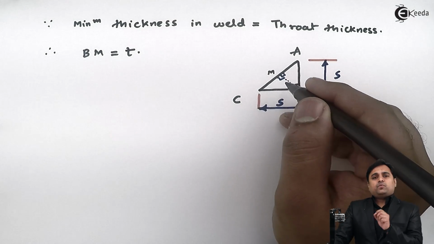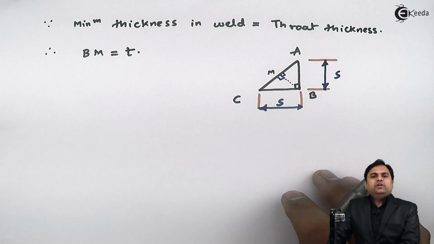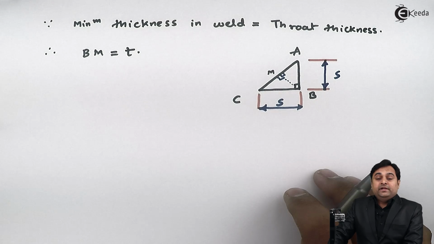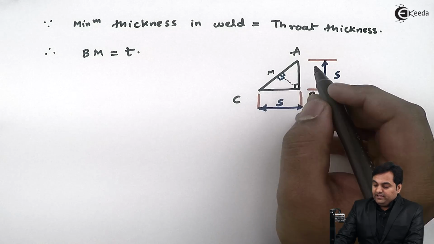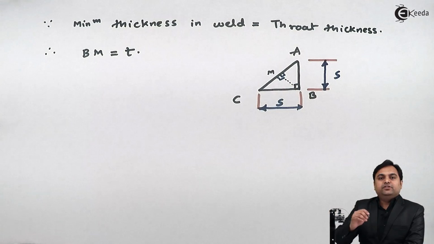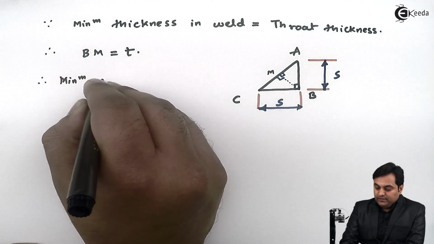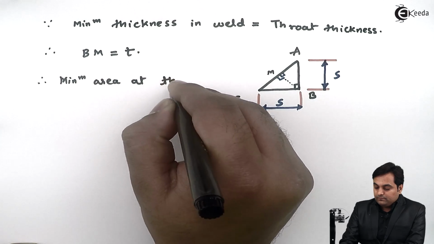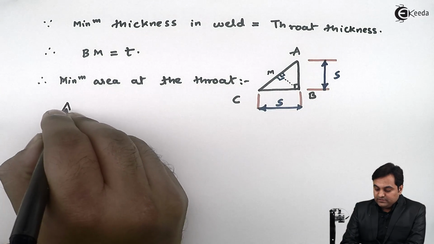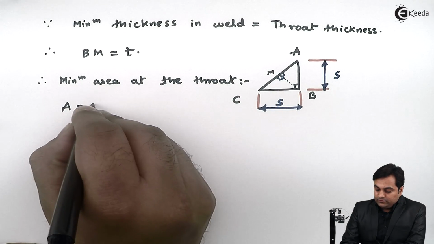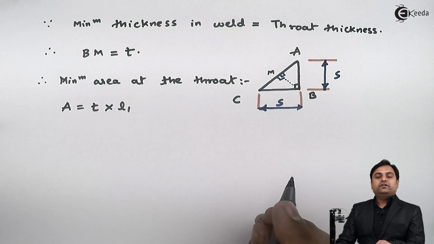Now see, if we are considering welded joint, in welded joint failure will always take place at minimum area. At the throat we are having minimum thickness, so minimum area will be throat thickness multiplied by the length of weld. So therefore minimum area at the throat, that is A, is equal to T multiplied by L1, since we are finding for transverse fillet weld.